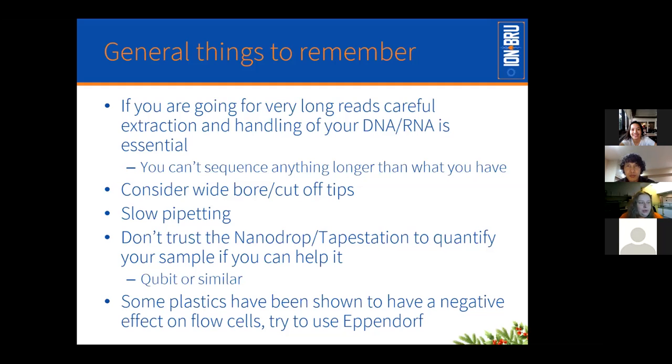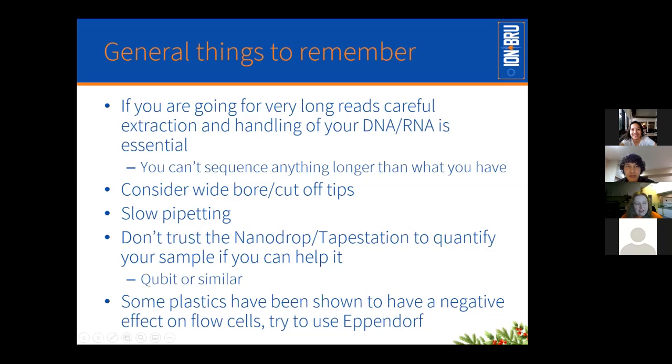Try to do your quantifications with a Qubit or something similar. We like to call the Nanodrop a random number generator, because it's quite often wrong. And it is quite important for the flow cell to have the right molarity going onto the flow cell. If you have too many molecules, you will exhaust your flow cell, and you'll end up with much lower throughput. So it's important to know what you're putting on.